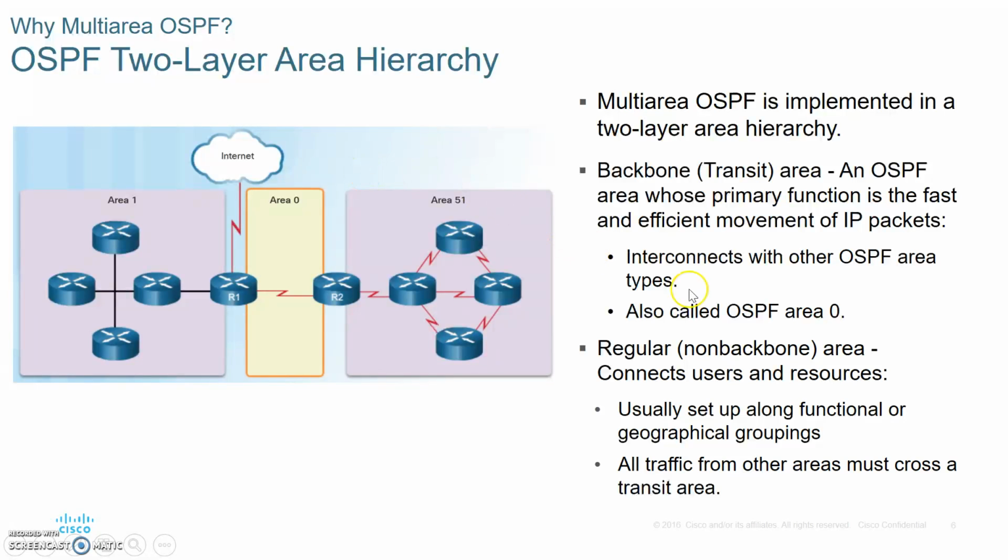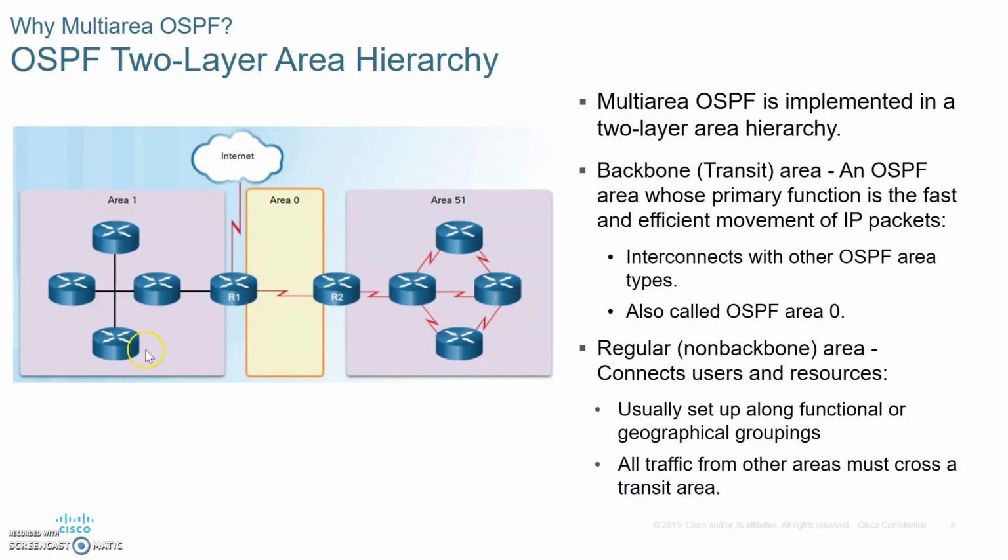The other areas are called non-backbone areas, sometimes called regular areas. These routers normally connect your end users, or connect your geographical groupings, like your finance department, HR department, and so on. If you want to communicate between areas, you must use area 0 in between the areas. So any user in area 1 who wants to send packets to users in area 51, the packet must go through area 0.